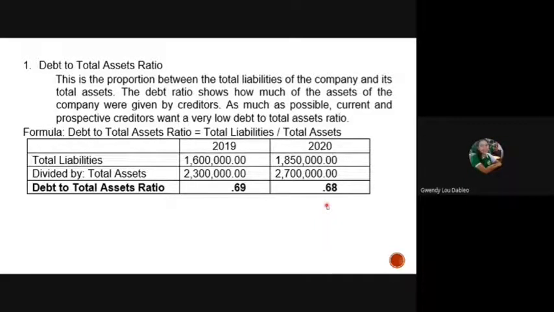Okay. So kung sa current ratio, under liquidity ratio, ang atong focus is only the current. This time, total lagit siya. So for 2019, you have total liabilities of 1,600,000 divided by total assets of 2,300,000. So the debt to total assets ratio is 0.69. While in 2020, you have total debt to total assets is 0.68.